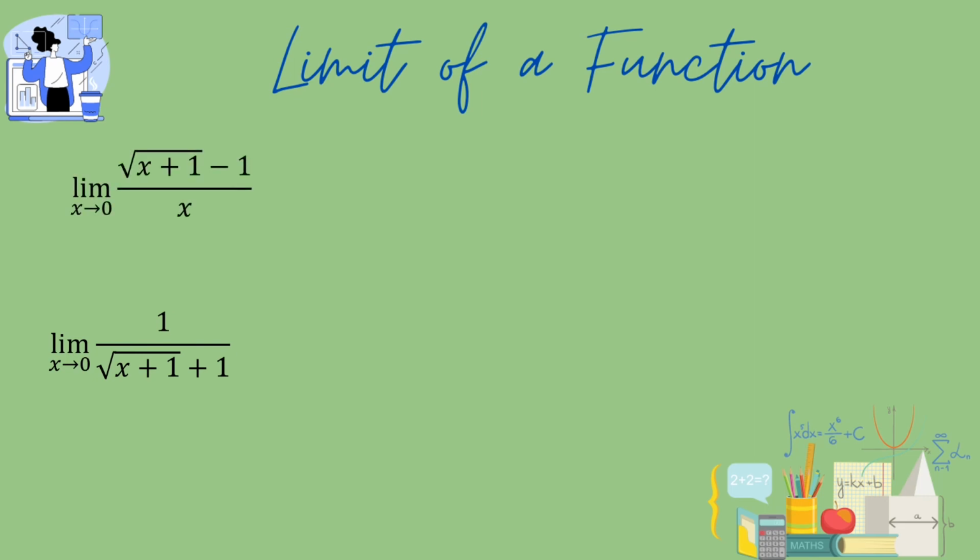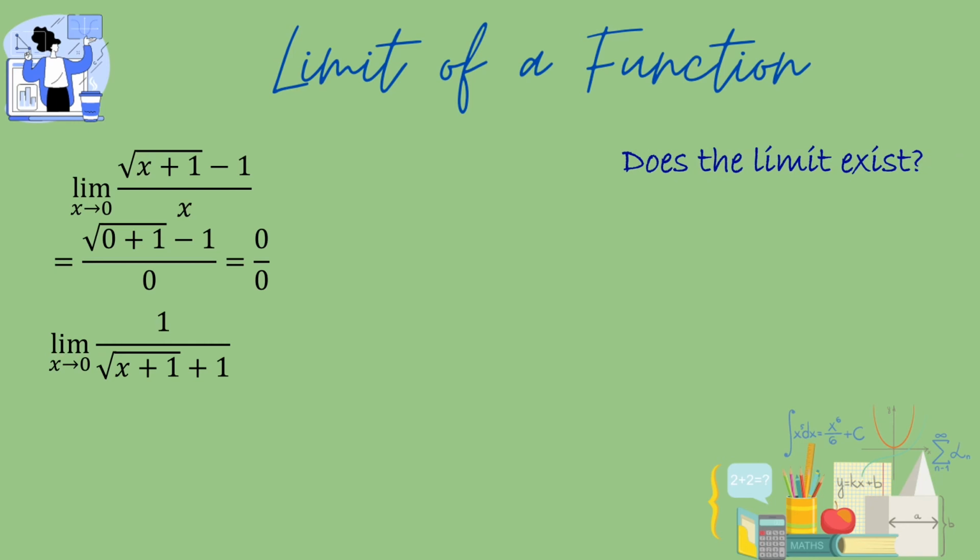For our last example, let us find the limit as x approaches 0 of the quantity square root of x plus 1 minus 1 all over x. If we try to apply substitution to find the limit, this will result to the square root of 0 plus 1 minus 1, or equal to 0, and a denominator of 0. With this, does the limit exist?